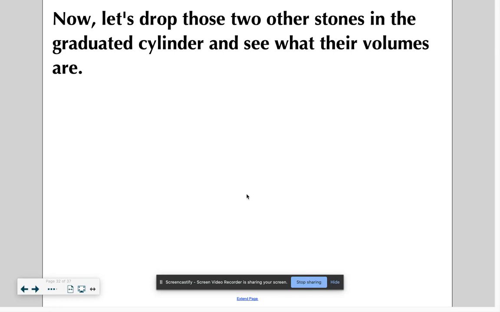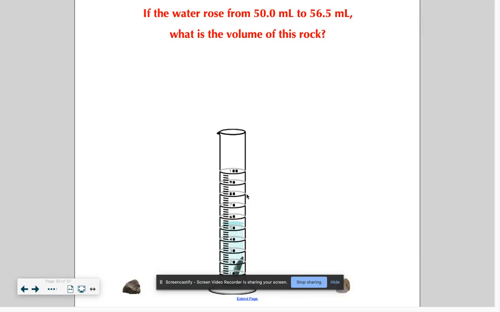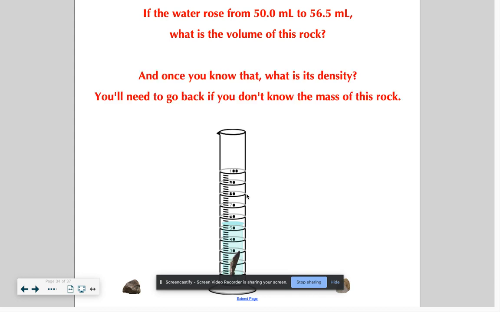Now we got to go ahead and do the other two stones as well. So I'm calling it stone number 2. We're going to drop it in. We're going to imagine that it made the water rise up an additional 6.5 milliliters. So what is the volume of this rock? And once you know the volume of the rock, what is its density?